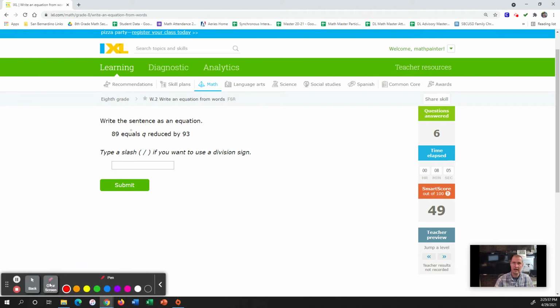All right, here we go. We got 89 equals Q reduced by 93. So the word reduce means to subtract. So that's 89 equals Q reducing it by 93. So 89 equals Q subtract 93. So we got 89 equals Q subtract 93.